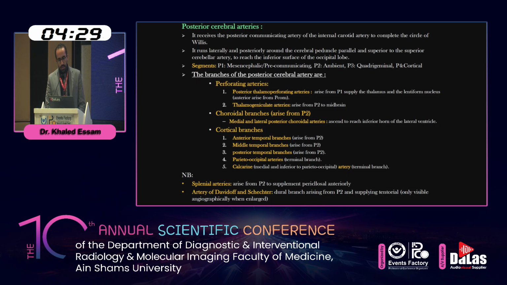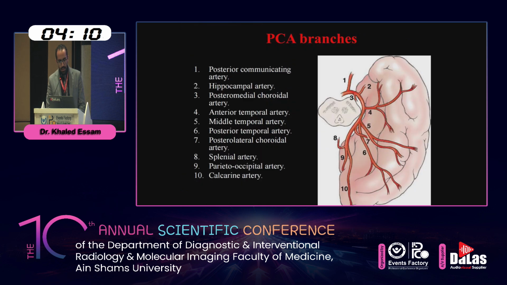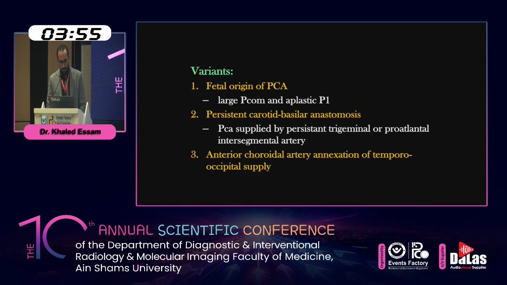The posterior cerebral artery is the terminal branch of the basilar artery, lying superiorly at angiography, just superior to the superior cerebellar artery. It also has four segments, which we call mesencephalic, ambient, quadrigeminal, and cortical segments. Branches of the posterior cerebral artery are perforating arteries, choroidal branches, and cortical branches. In this diagram, we can see them numbered from 1 to 10: posterior communicating artery, hippocampal, posteromedial, choroidal, and 3 temporal arteries, posterolateral choroidal arteries, pineal, posterior occipital, and calcarine artery.